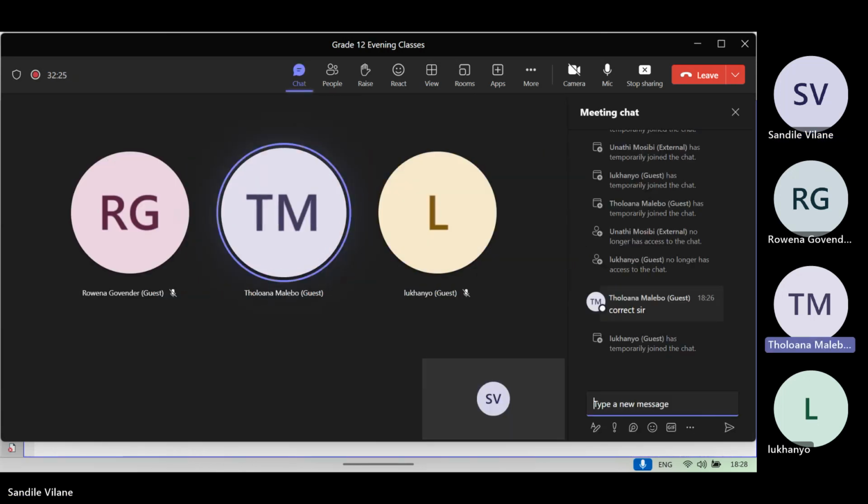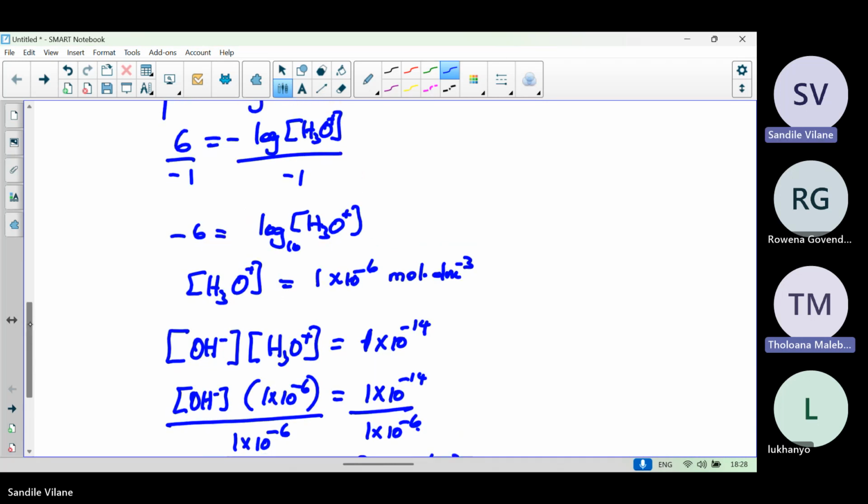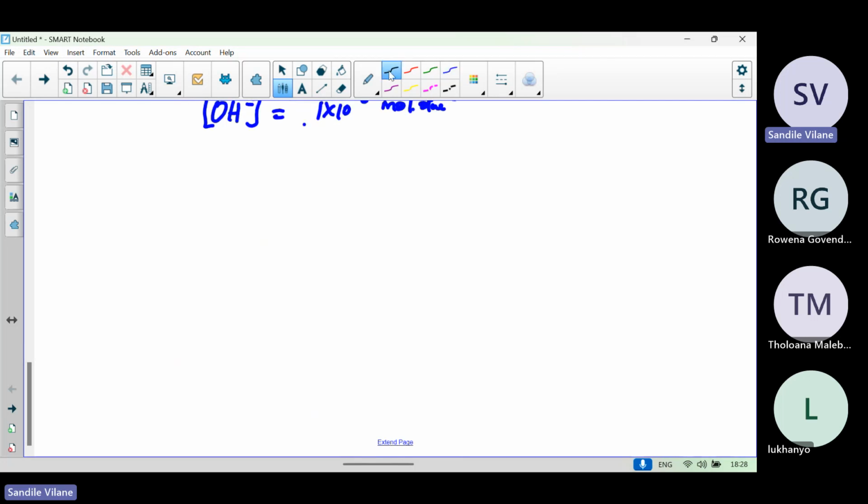So could we use a different method, for example, with the pH of 6 that we have for the acid? Could we use that pH plus pOH is equal to 14? Absolutely. That's an alternative method. You are absolutely right. So since we have the pH, we have a concept called the pOH. pH plus pOH is equal to, is it 14, Tolana?